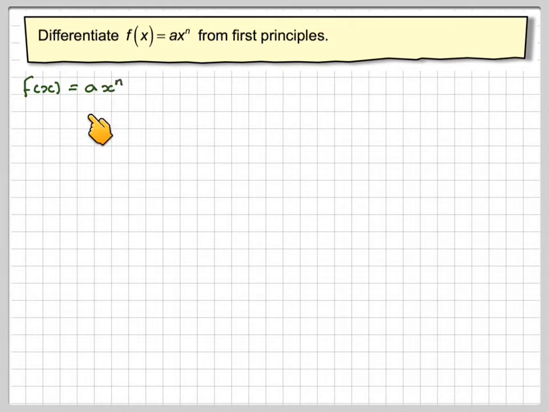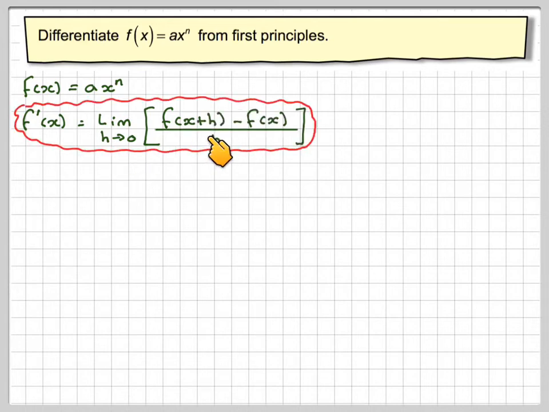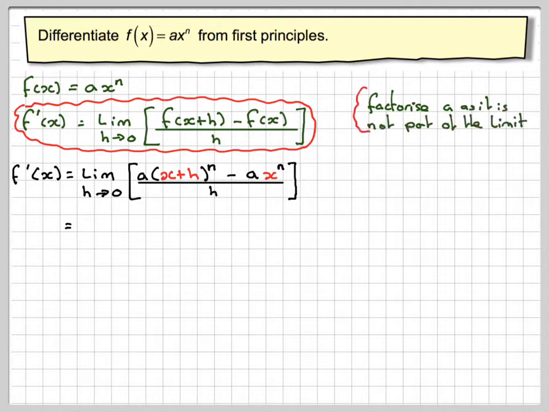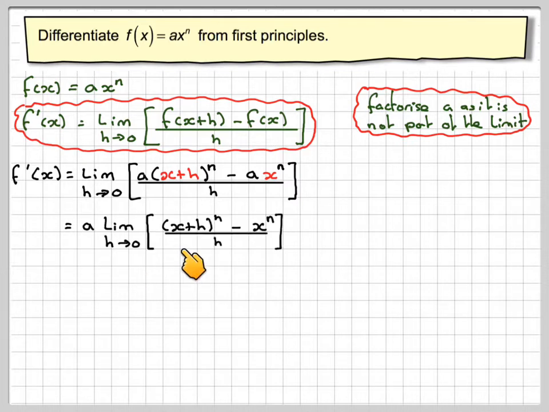So we've got f of x is ax to the n. An example of that would be 7x to the 10, say. Okay, so f dash of x is the limit as h goes to 0 of f of x plus h minus f of x over h. So f dash of x is the limit as h goes to 0 of a times (x plus h) to the n, using function notation, minus a times x to the n, all over h. Okay, a is a common factor, it's not part of the limit because the limit is h. So what we can do, we can take the a out of the limit sign. So we've got a times the limit as h goes to 0 of ((x plus h) to the n minus x to the n) over h.